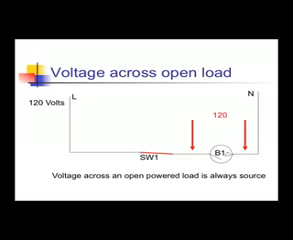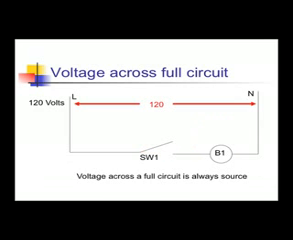Now notice the complete wire inside of V1. That's a light bulb filament. So voltage across a powered load is source. But if I break that filament, now it's acting as an open switch. So now voltage across the load is still 120. The only difference is the load is not working.